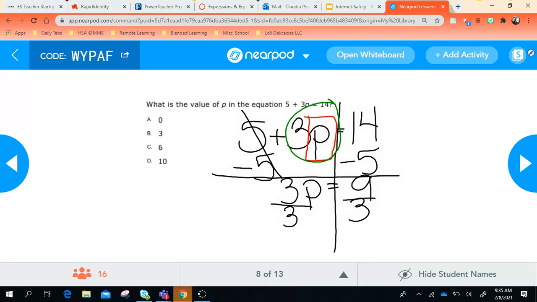Okay, so what is 9 divided by 3? What is it? 3. So I've got P equals 3, and that makes my answer B. So make sure you have it written down in your notebook. I'm going to go ahead and erase, and the next one you're going to do on your screen.